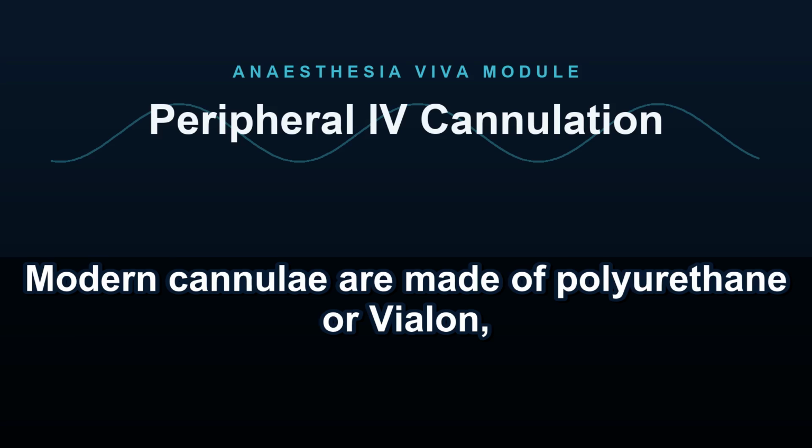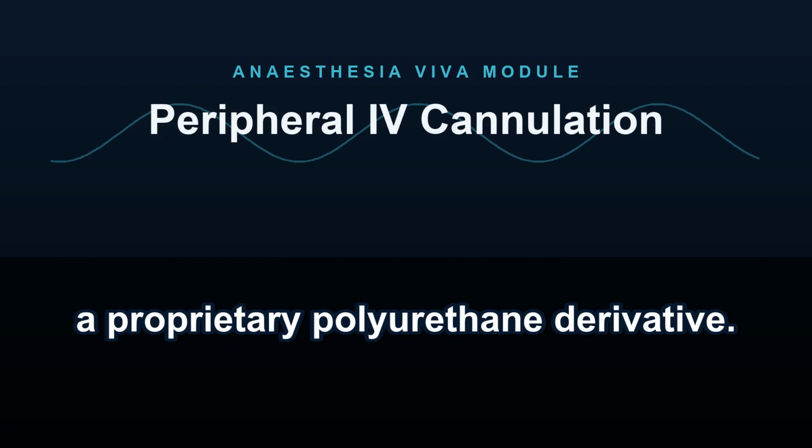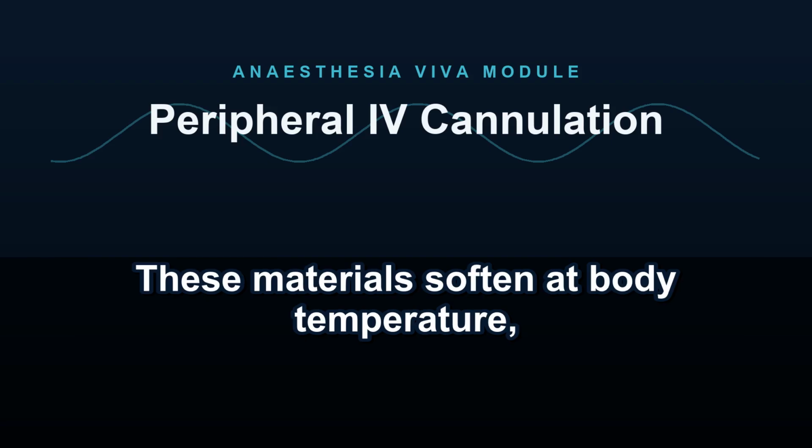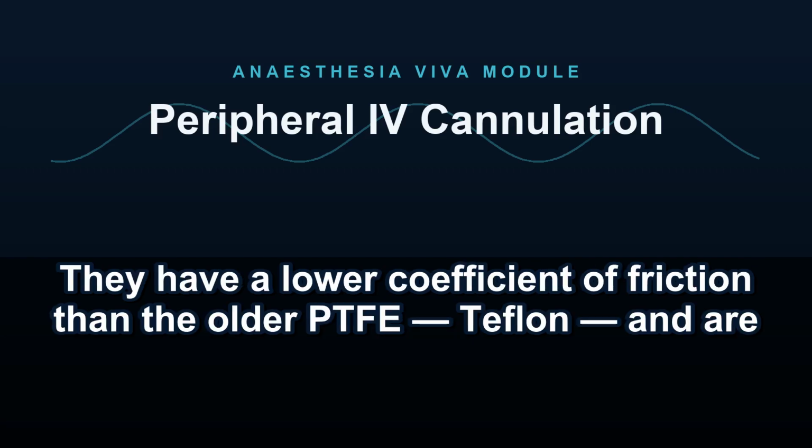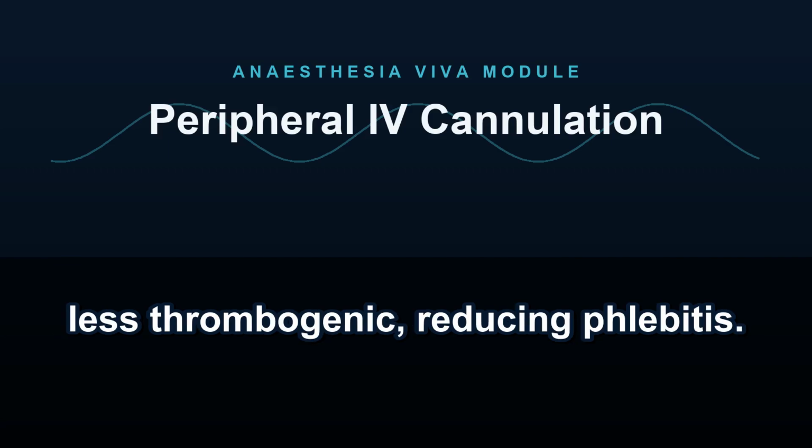Modern cannulae are made of polyurethane or Vialon, a proprietary polyurethane derivative. These materials soften at body temperature, which improves comfort and reduces vein irritation. They have a lower coefficient of friction than the older PTFE, Teflon, and are less thrombogenic, reducing phlebitis.